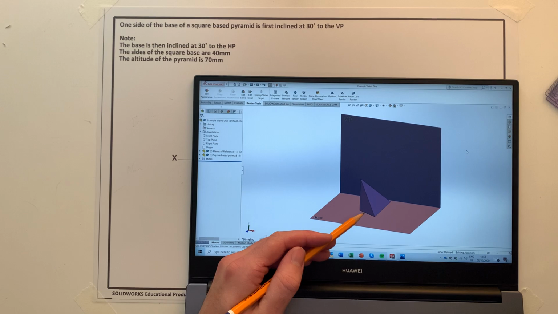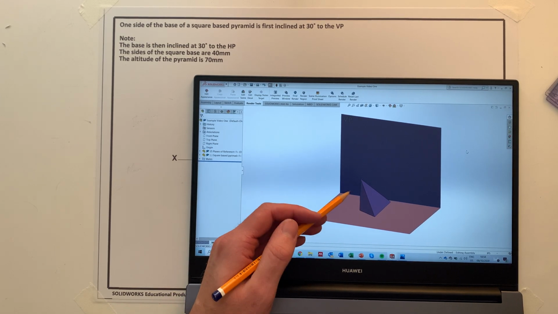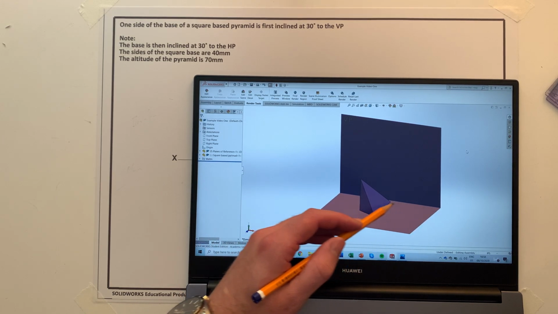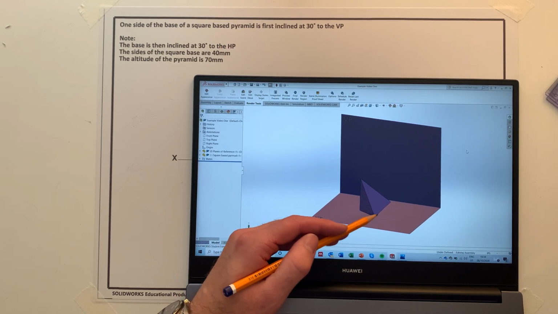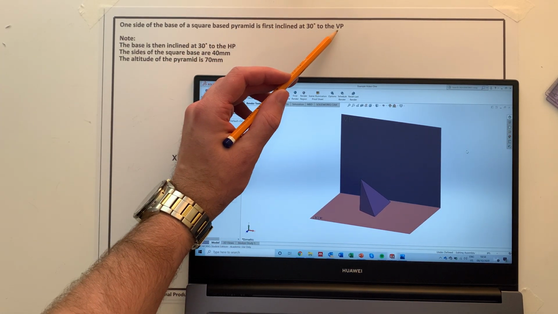So as you can see here, the line that's touching the horizontal plane here, this one, is actually not running parallel to the XY line, or the representation of the XY line here in our 3D model. It's actually off at 30 degrees. That's what it means by this inclined 30 degrees to the vertical plane.